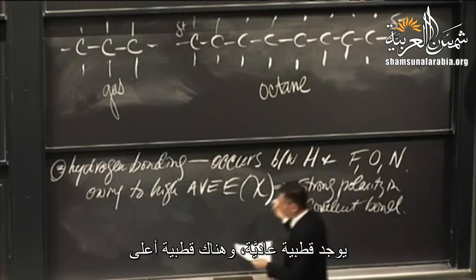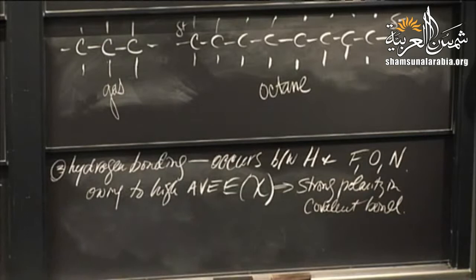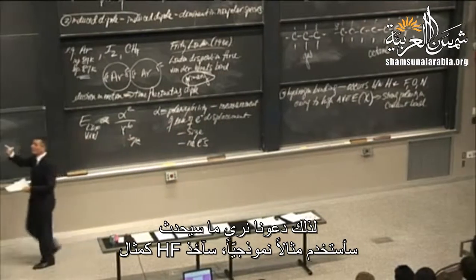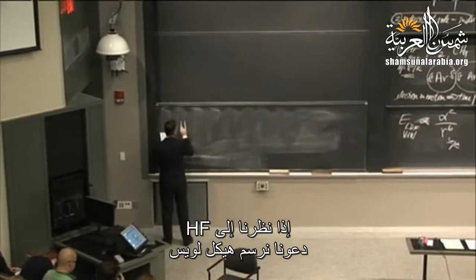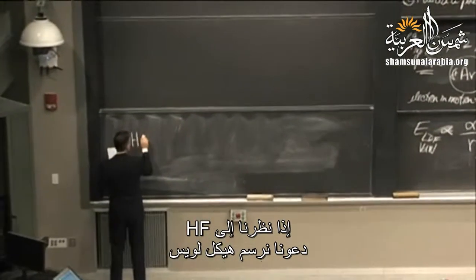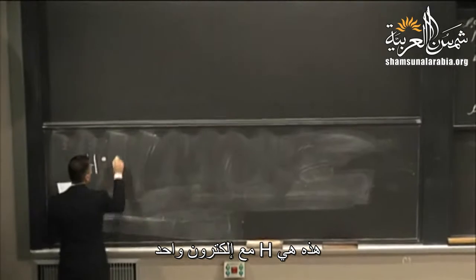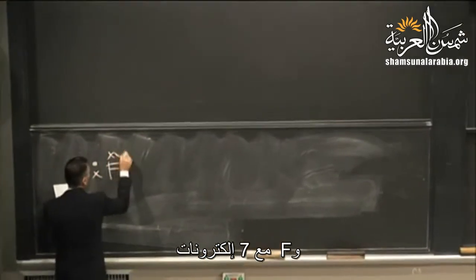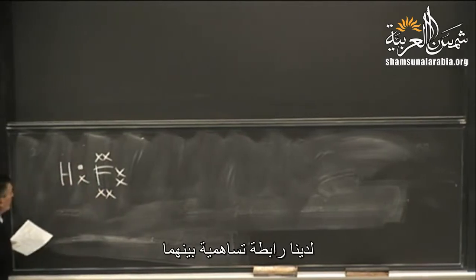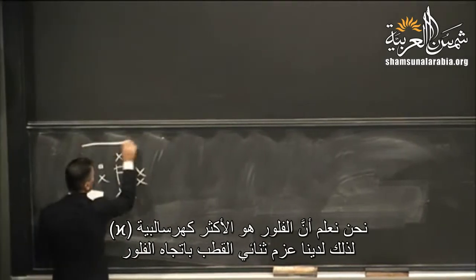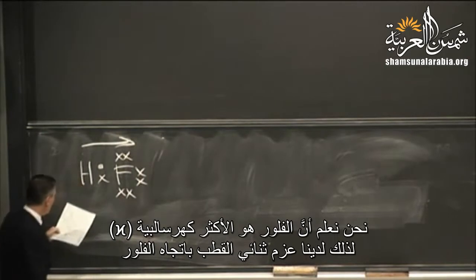Okay, so you say, well, there's polar and there's even more polar. So let's see what happens. I'm going to use a prototypical example here. I'm going to look at HF. So if I look at HF, let's go through the Lewis structure. There's H with its 1 electron, and F with the 7. 1, 2, 3, 4, 5, 6, 7. And so we have the covalent bond here, and we know fluorine is the most electronegative. So we have a dipole moment here.